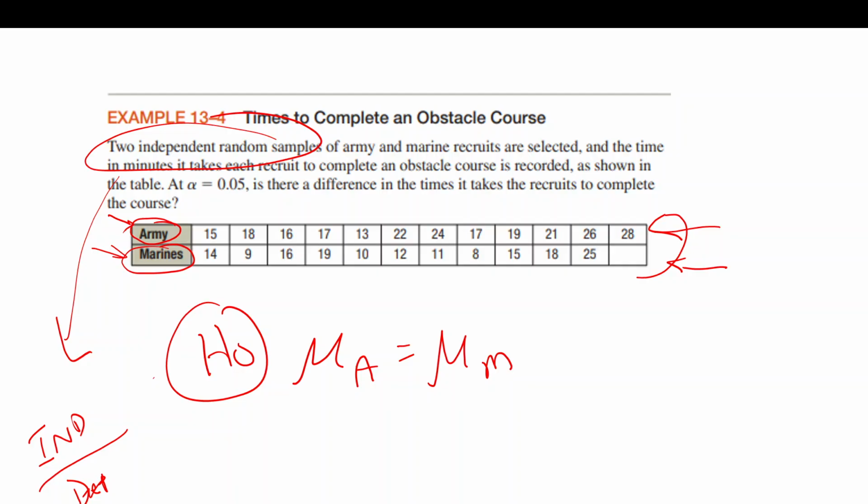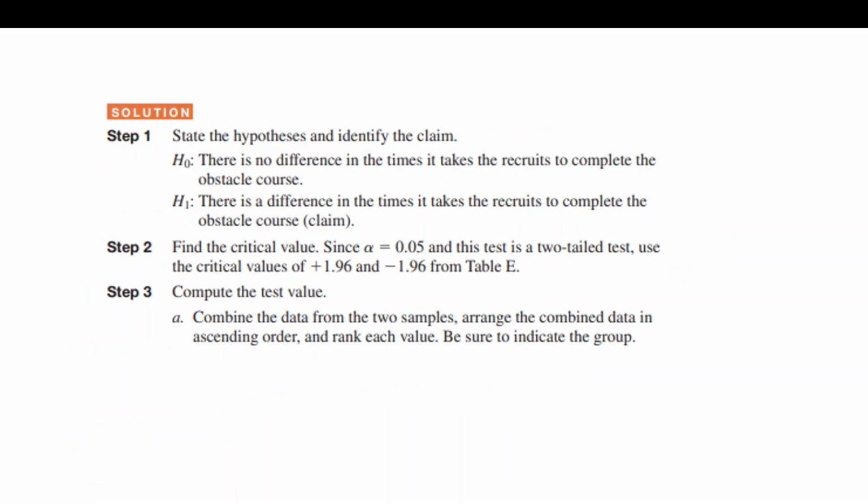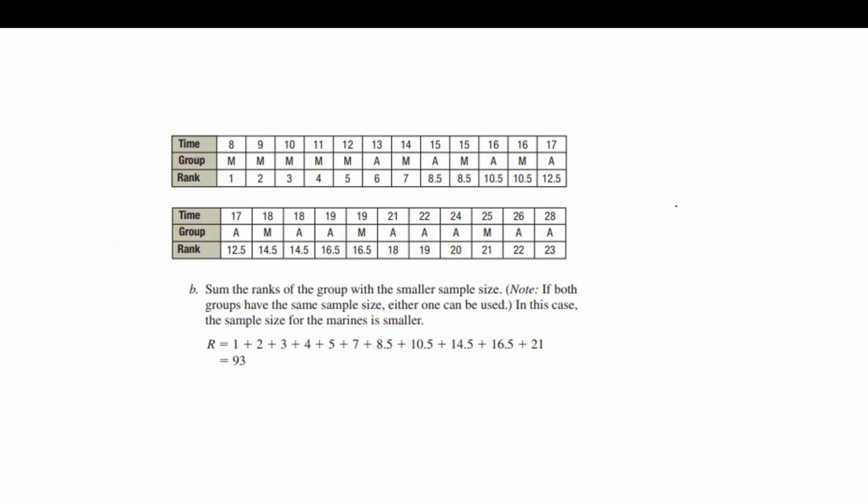It's just that the technique you're using is not using the underlying probability distribution. You're using these kind of heuristic distributions. Null hypothesis, no difference. Alt is that there is. And then we have how this one works. At first you look at this like, what is that doing? It is ranking. The lowest time is 8 minutes, and that's a Marine.